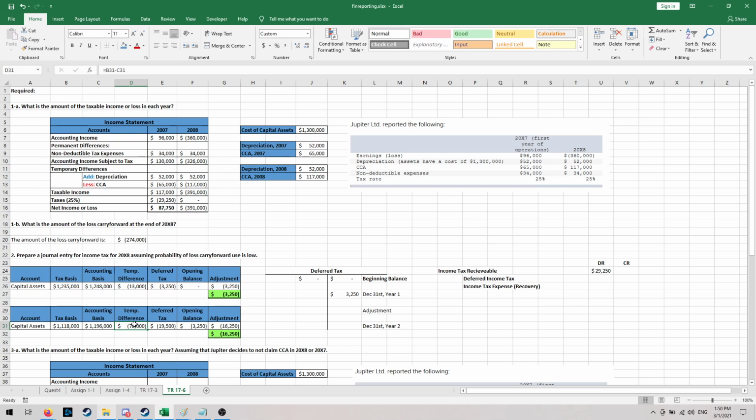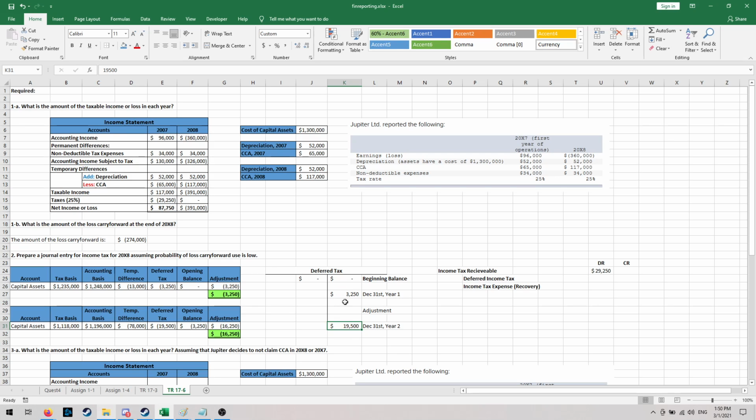So now we're on the hook again. We're on the hook for even more taxes. Now we're on the hook for $19,500. So we will eventually have to pay this, 25% of $78,000. That's where we got this number. So at the end of year two, we're on the hook for even more taxes. We owe the government $19,500 in taxes that we're going to have to pay at some point in the future.